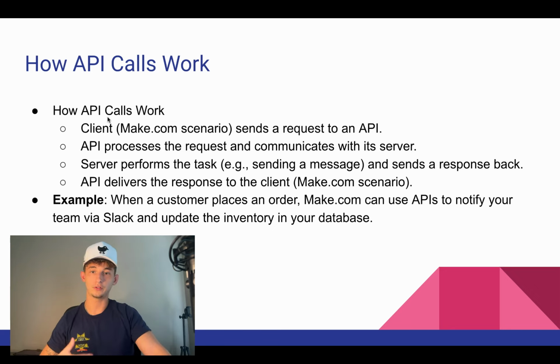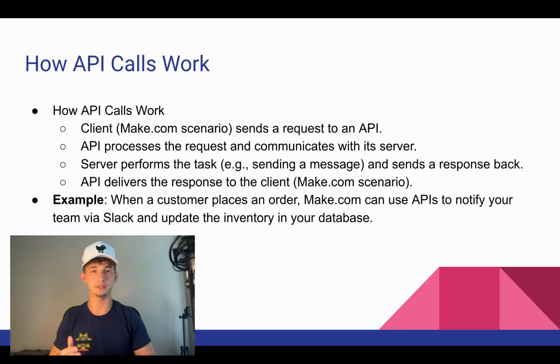Now let's talk about how API calls work. So we have the client, which is a make.com scenario. This sends a request to an API. The API processes the request and communicates with its server. Then the server performs the task like sending a message and then sends a response back. The API just delivers the response to the client, going back to the make.com scenario.